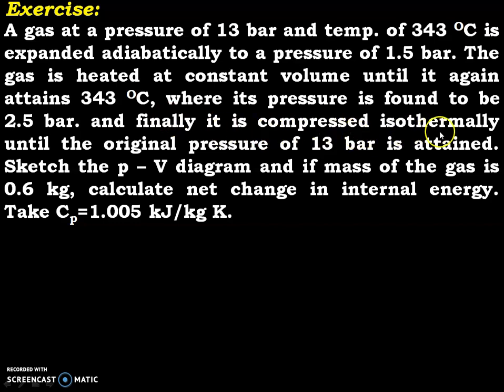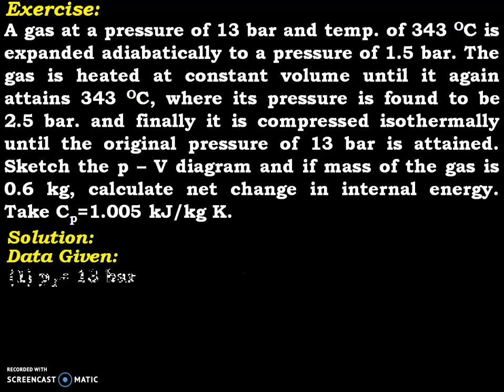Finally, it is compressed isothermally. So the third process is an isothermal process until the original pressure of 13 bar is attained. Sketch the PV diagram, and if the mass of the gas is 0.6 kilogram, calculate the net change in internal energy. Take Cp equals 1.005 kilojoule per kg Kelvin. So here also they have given us the three processes. Now let us see what data they have given.